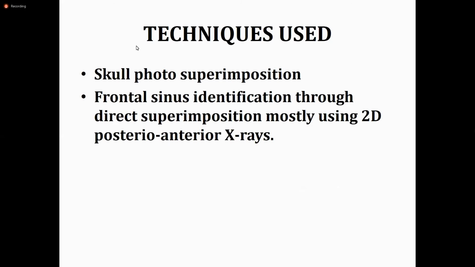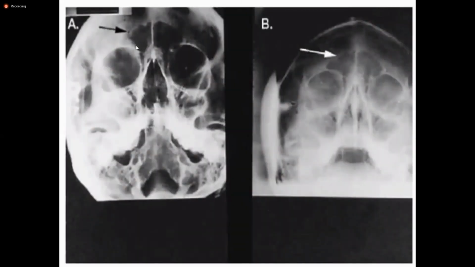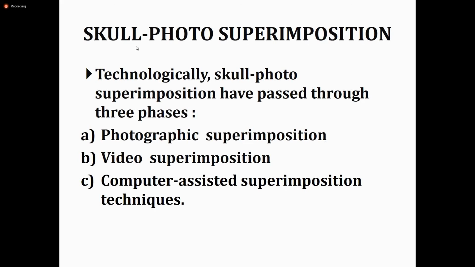Then there is the frontal sinus identification through direct superimposition, mostly using 2D posterior anterior X-rays. And this is how you get the negative of the X-rays. Technologically, skull photo superimposition has passed through 3 phases. Either there is just the photograph superimposition, where you take the photograph, enlarge it, and place the negative. Then you can have a video, where one video of the skull and one of the photograph are intermingled and you see the image. Or it is computer assisted, where you digitalize it, and by digital methods the superimposition techniques can be applied.